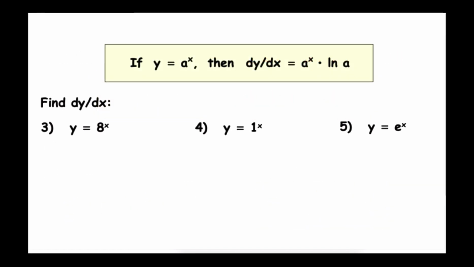All right, I think we're getting the hang of this. Let's try a few more. Number 3, find dy/dx. Not surprisingly, it's going to be 8 to the x times natural log of 8.